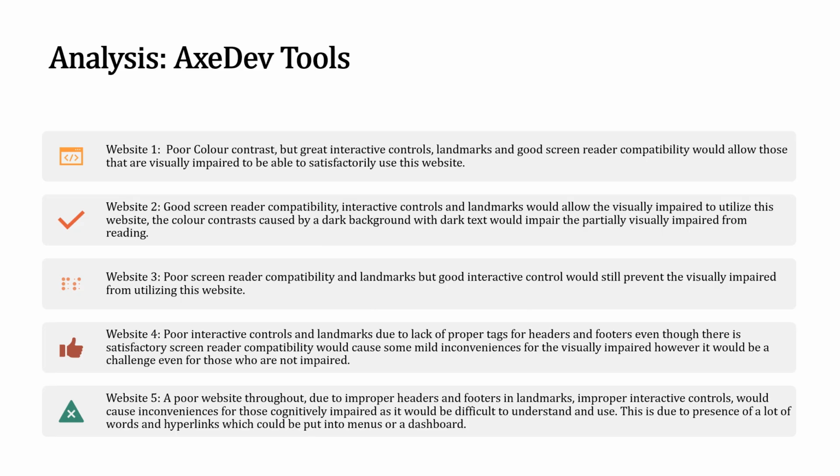Next, we go on to the analysis for Axe DevTools. The first website had poor color contrast with great interactive controls, landmarks, and good screen reader compatibility, which allows those who are visually impaired to satisfactorily use that website. For the second website, it had good screen reader compatibility, great interactive controls and landmarks. Again, the visually impaired would be able to utilize it.